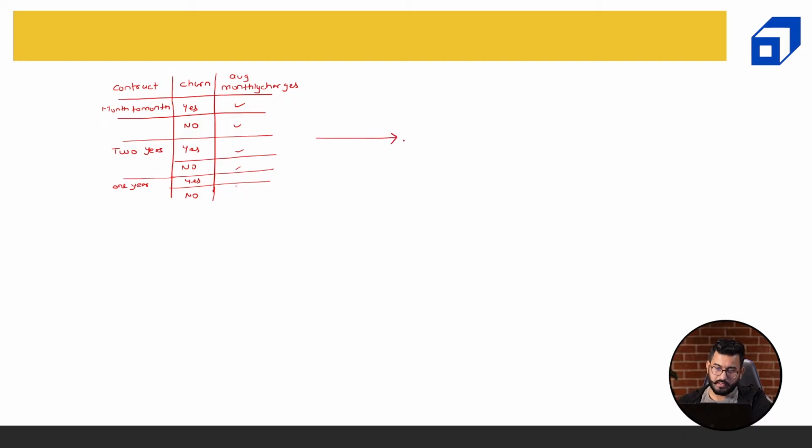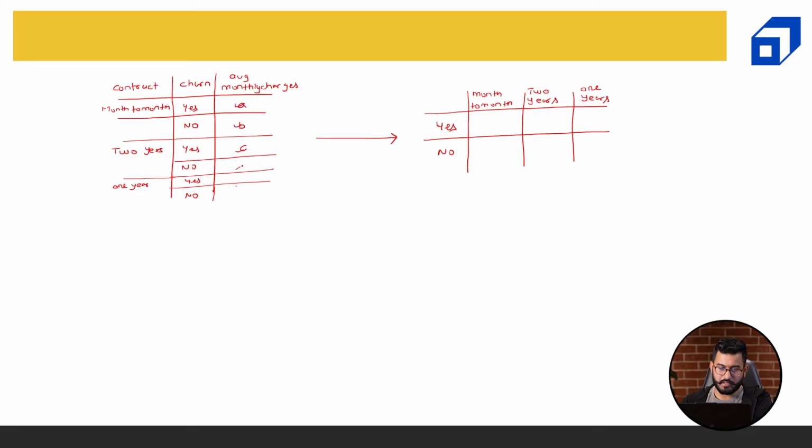But I want to transform this now into a matrix which looks like this. So on the row, I'm having yes and no, and on the column, I'm having month to month, 2 year, and finally 1 year. Let's say this is what I want to achieve. So let's say the values were A, B, C, D, E, F. Now the values are A, C, E, B, D, F. Let's say this is what I want to create.